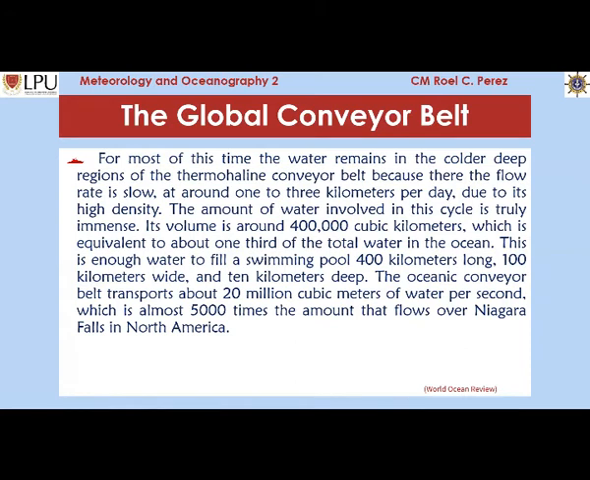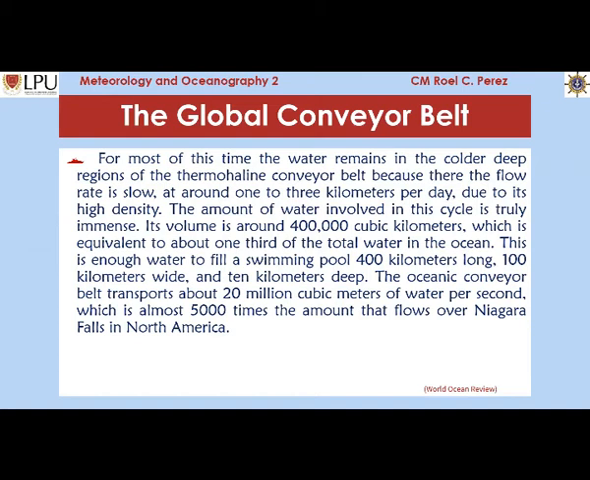Okay, for most of this time, the water remains in the colder deep regions of the thermohaline conveyor belt because there the flow rate is slow, at around 1 to 3 kilometers per day, due to its high density. The amount of water involved in this cycle is truly immense. Its volume is around 400,000 cubic kilometers, which is equivalent to about one-third of the total water in the ocean. This is enough water to fill a swimming pool 400 kilometers long and 100 kilometers wide and 10 kilometers deep.